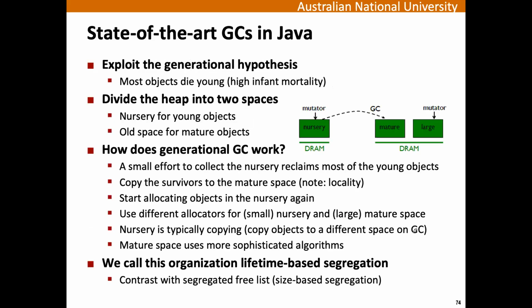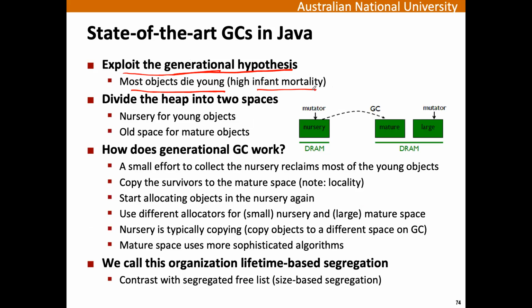So state-of-the-art garbage collectors in Java exploit the generational hypothesis. This is the reason Java's garbage collectors, despite having some overhead, are still popular. It's a popular language because the garbage collector exploits the generational hypothesis, which states that most objects die young. So the infant mortality is very high.